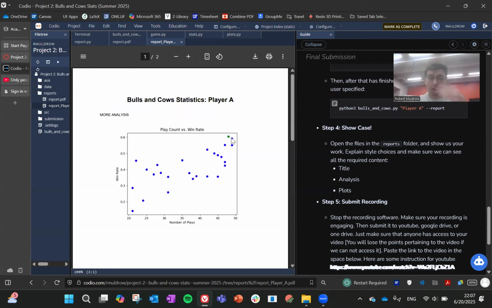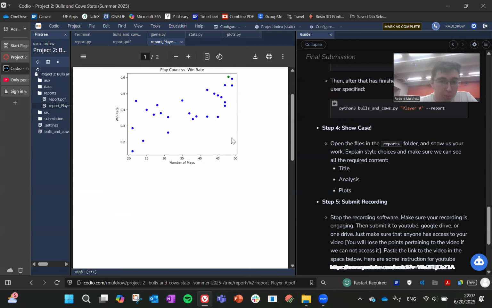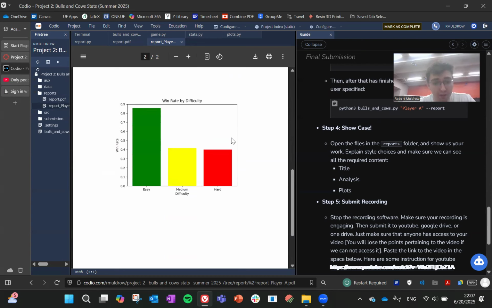It's green. This one also has the option to input analysis. As before, I don't have much to add, so there it is as a placeholder to indicate that it is functional and working. In this case, because it's targeting a specific player, instead of showing the aggregate win rate versus difficulty for all players, this is showing the win rate versus difficulty for player A specifically. And that's displayed again in the same bar chart with the same color coordination.